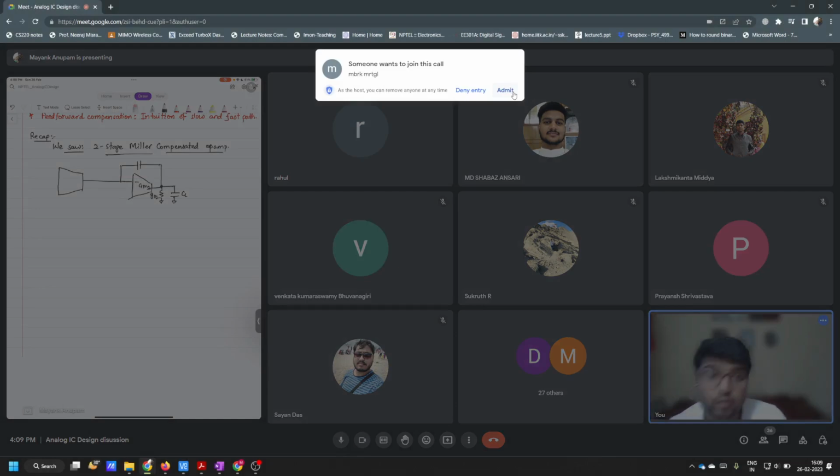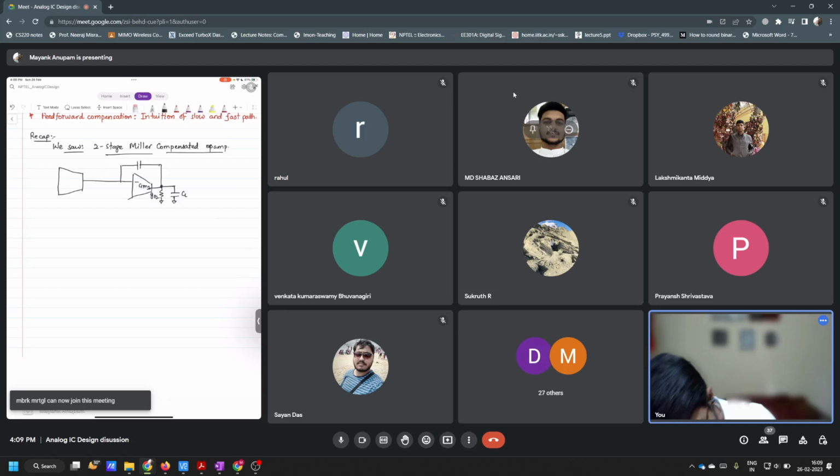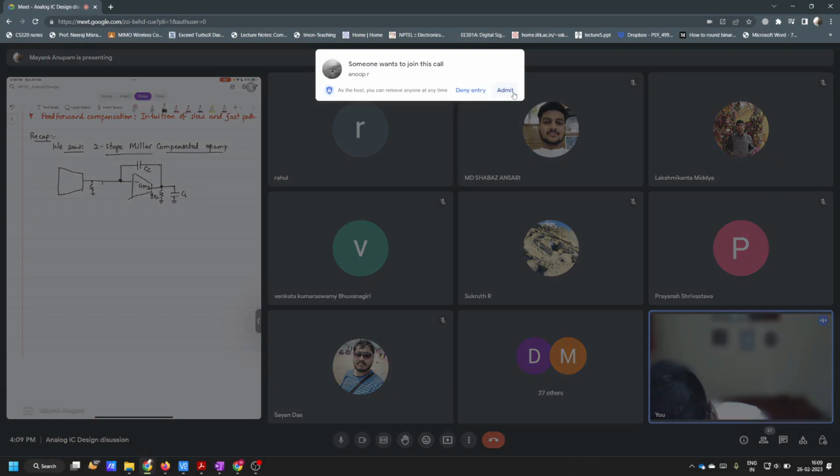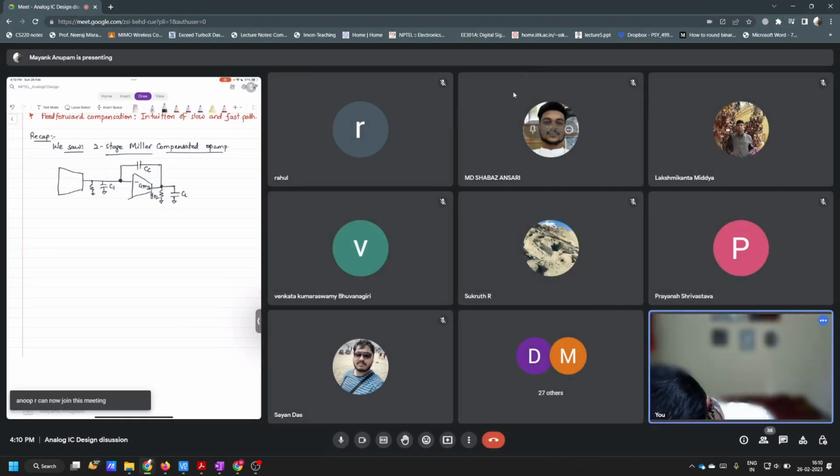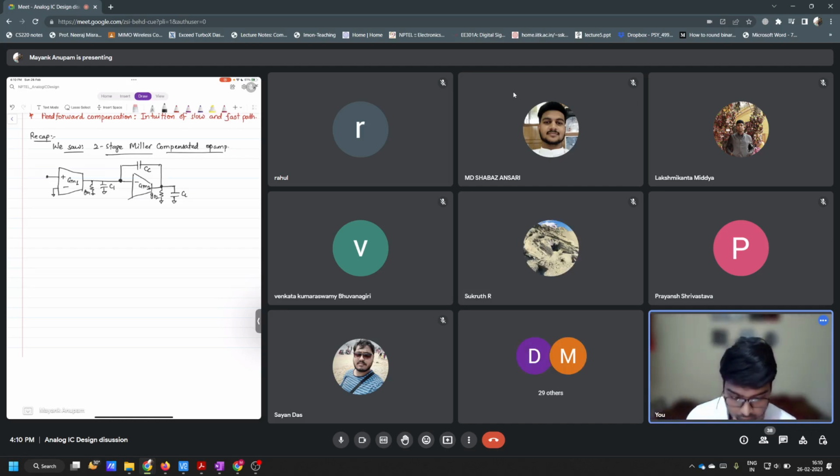We have this capacitor CC, and here we have the first stage output conductance, GO1, and this is the first stage parasitic capacitance, C1. Fine. So this was the Miller compensated op amp, right?